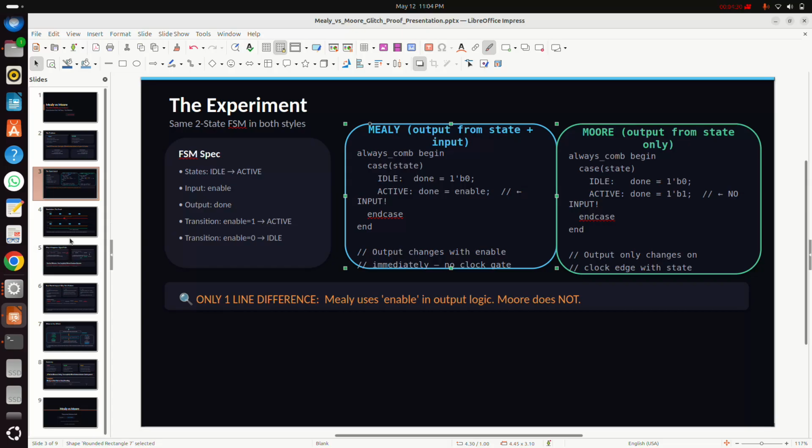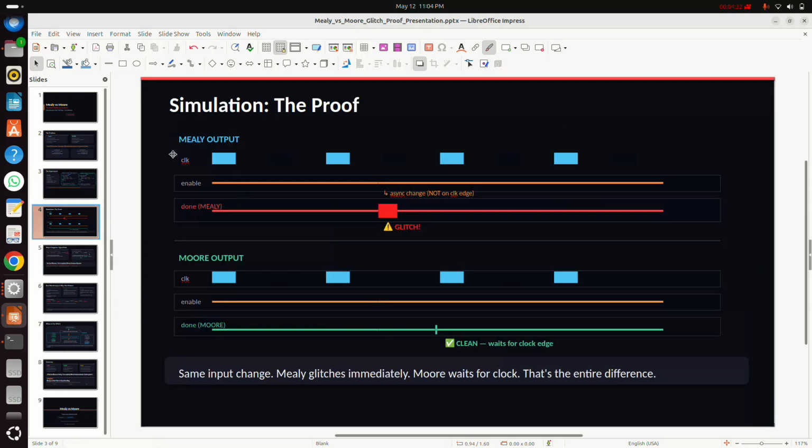This is a waveform diagram of how a glitch occurs in the Mealy machine, and how the Moore output is clean. We will understand more with the waveforms, so let us go on.